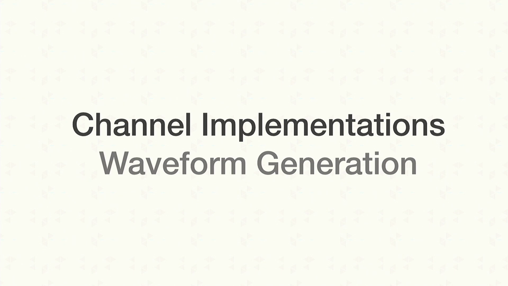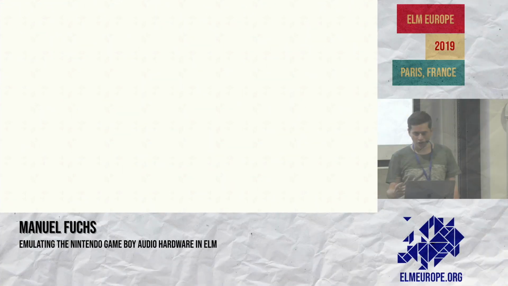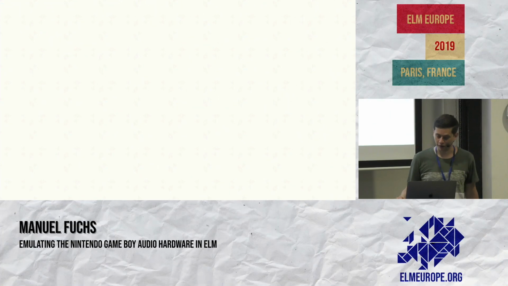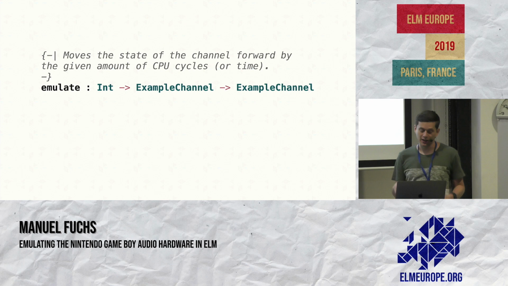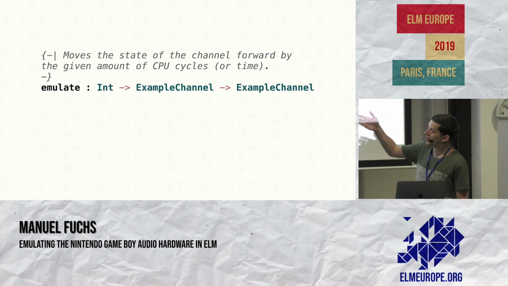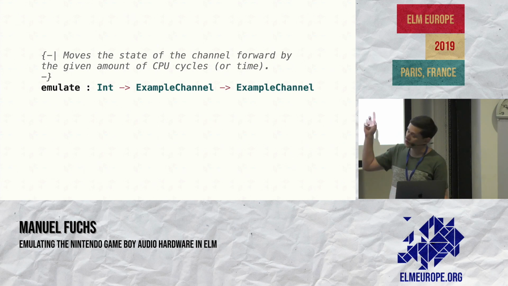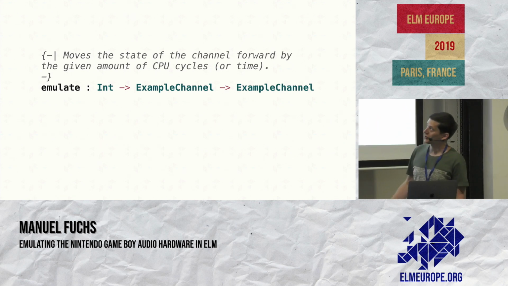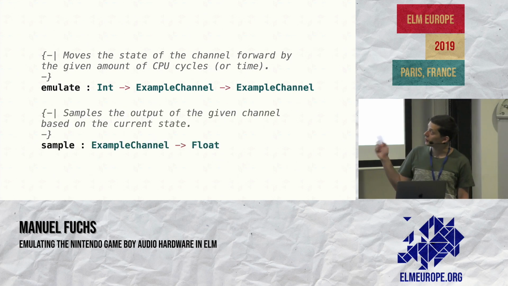So, channel implementations. This is where the fun begins, where we actually have to produce sound. All channels have 2 functions in common. First is emulate, which takes an amount of CPU cycles and the current channel state, and it produces a new state, which is the same one as you passed in, but advanced by the amount of time you passed in. And a CPU cycle is roughly 0.24 microseconds in time. The other function is sample, which outputs the current sample based on the current channel state. And we will use this to produce our audio buffer.